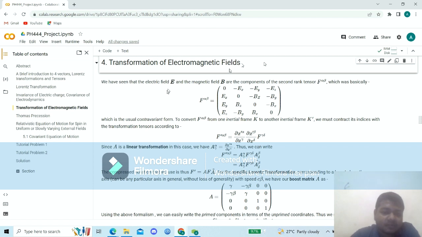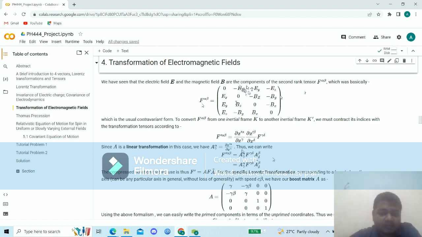So we have already seen that the electric field E and the magnetic field B are the components of the second rank tensor F of alpha beta, which is basically the contravariant form, and we have the components of the electric and magnetic field as the components of the second rank electromagnetic field tensor. So this is in accordance with Jackson's Gaussian units. If we are supposed to use SI units, then the electric field components are supposed to be divided by the factor of c, which is basically the speed of light.